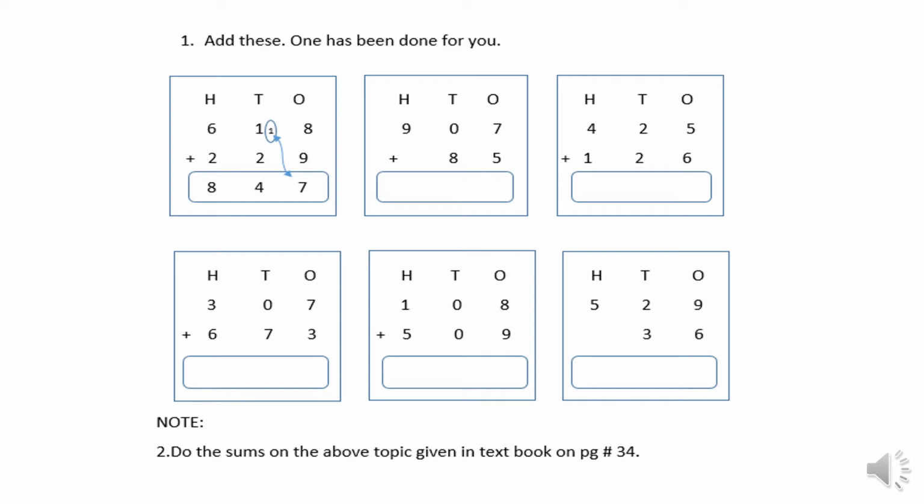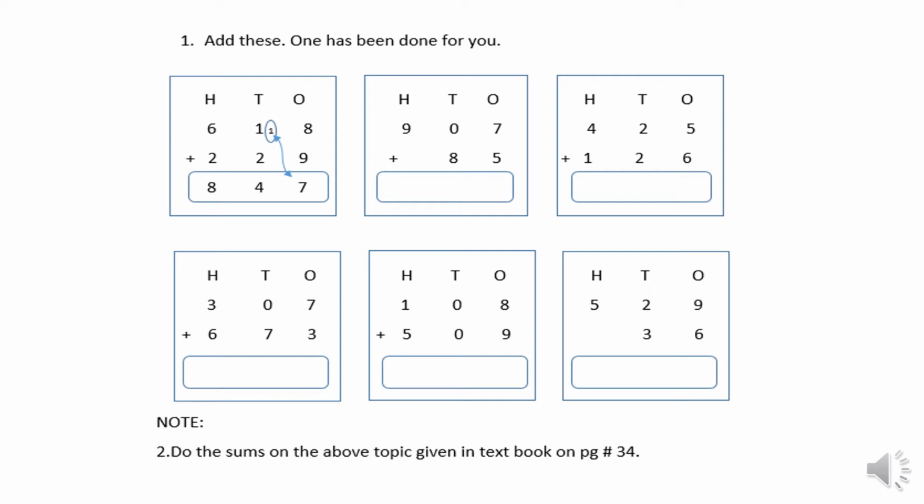Now I have also given you the exercise, and the first one is already done for you. Here there are 3-digit numbers 618 and 229. First we will add from ones. When we add 8 and 9 we get 17. So we will write 7 in the ones column and carry 1 to the tens. This one will be added with the tens numbers. In tens we have 1 and 2, and this one will also be added, so we will get 4. In hundreds we have 6 and 2, and when we add 6 and 2, we get 8.